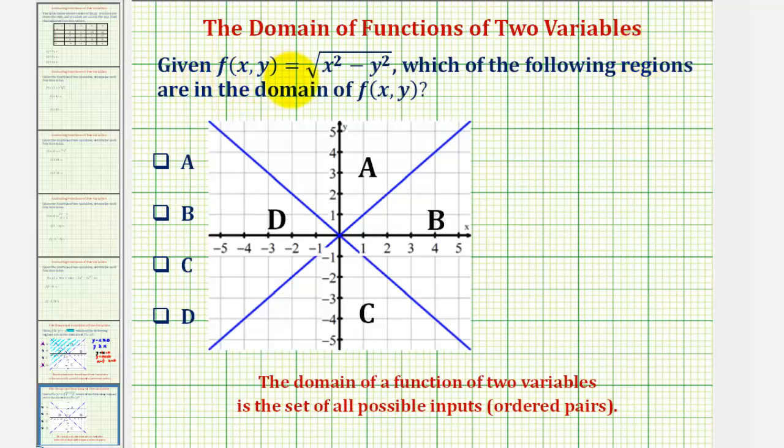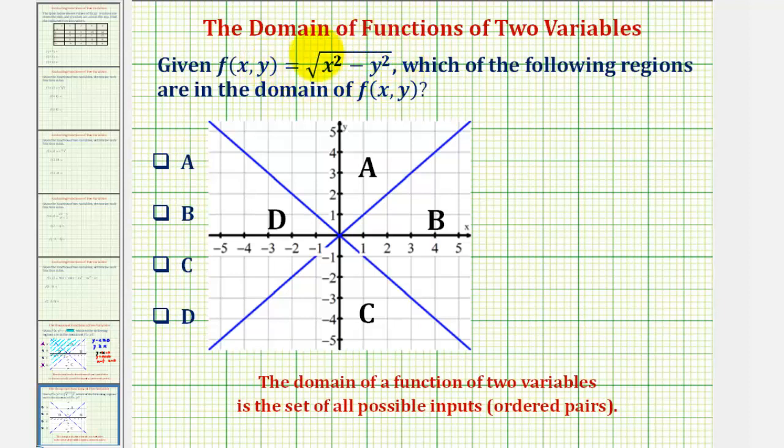Given f(x,y) = the square root of the quantity x squared minus y squared, which of the following regions are in the domain of f(x,y)? The domain of a function of two variables is the set of all possible inputs, or all possible ordered pairs. So in this case, it'd be all possible values of x and y.